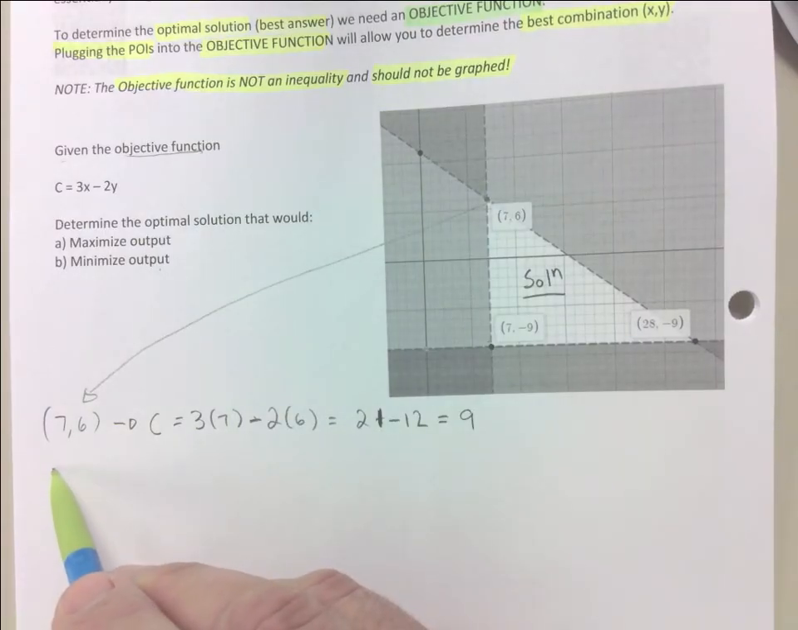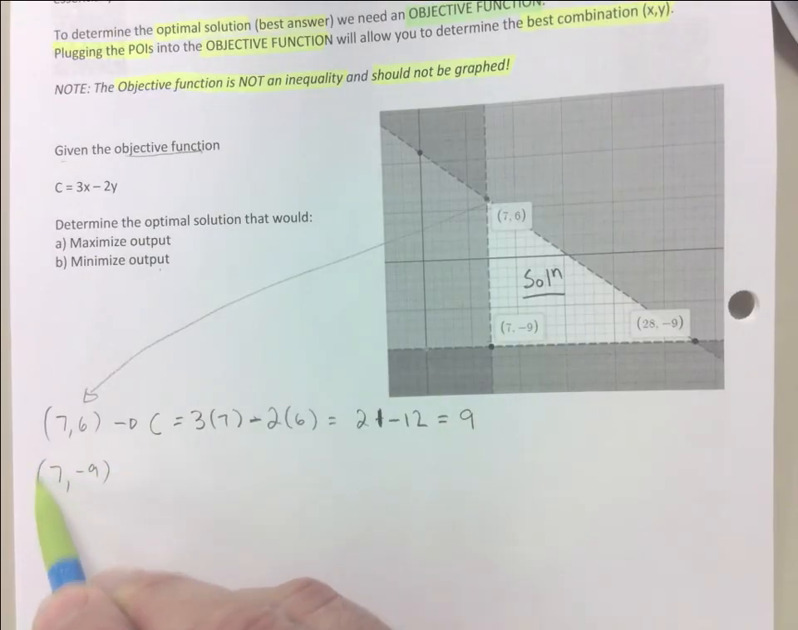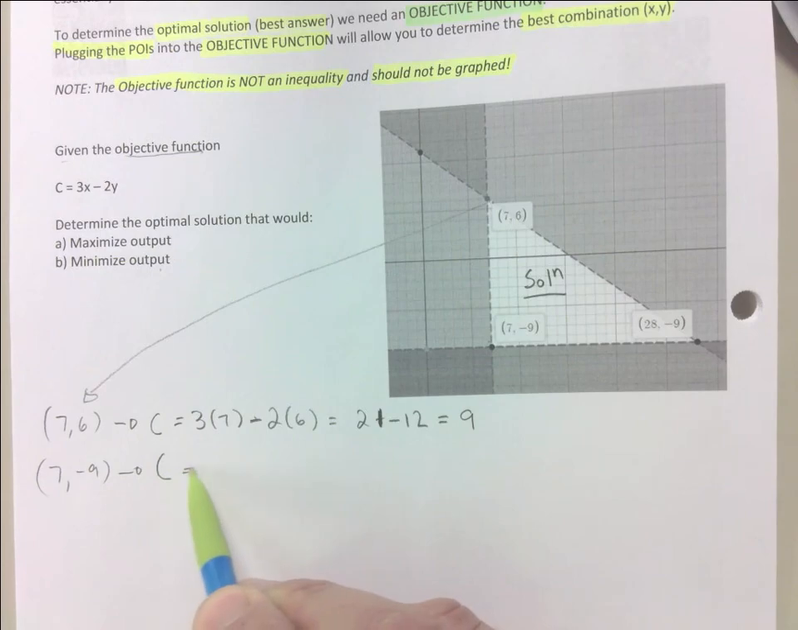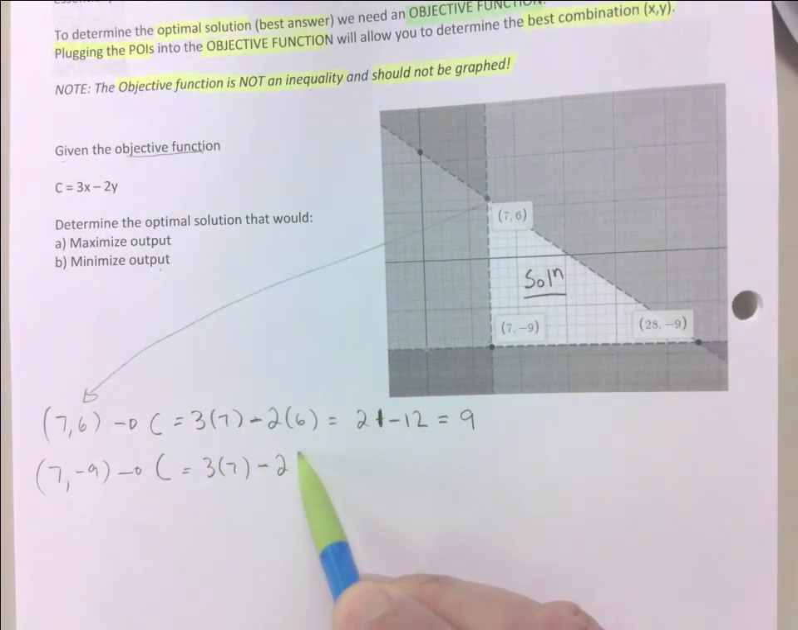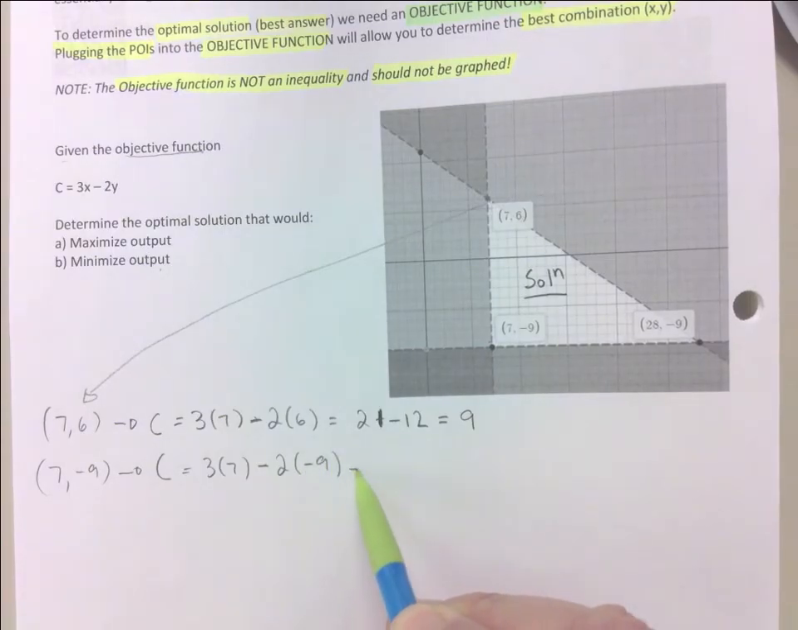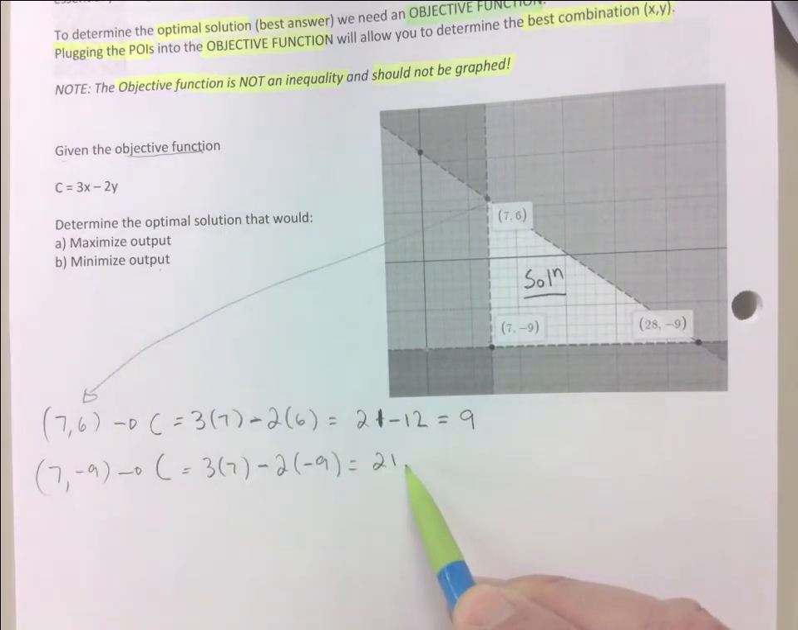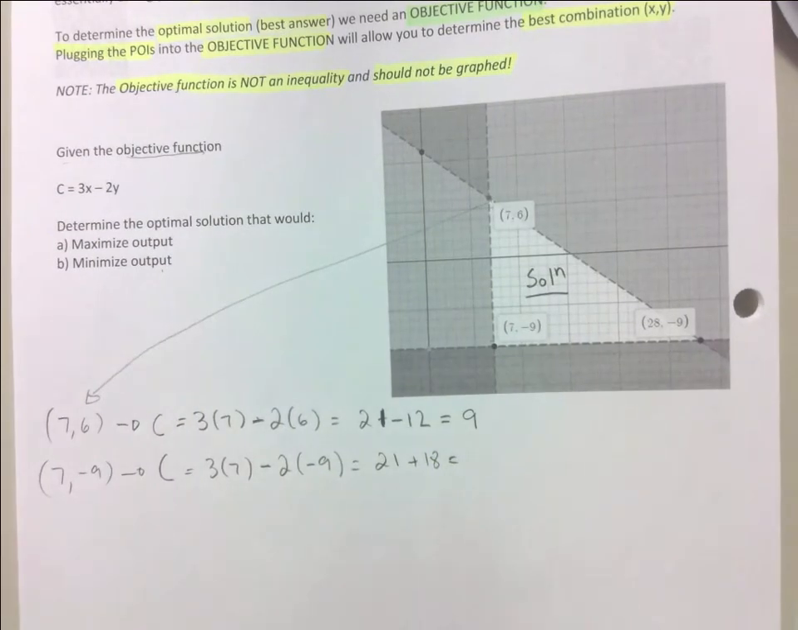Then the next one is 7, negative 9. That's 3 times 7 minus 2 times negative 9. That gives me 21 plus 18, which would be 39.